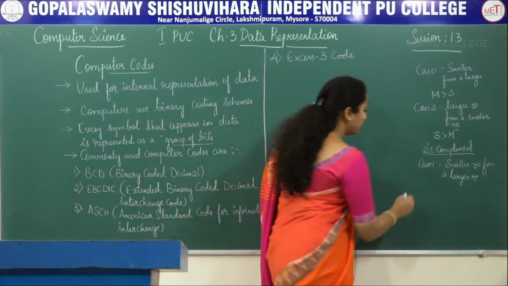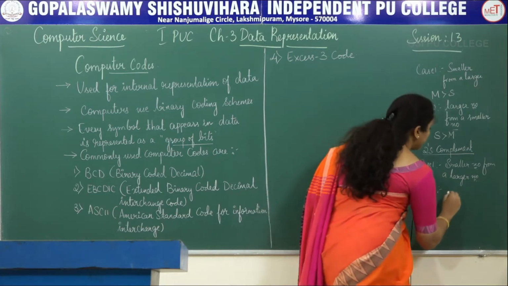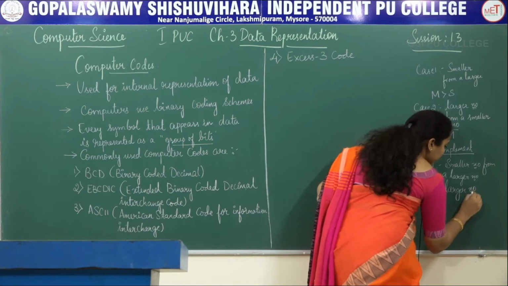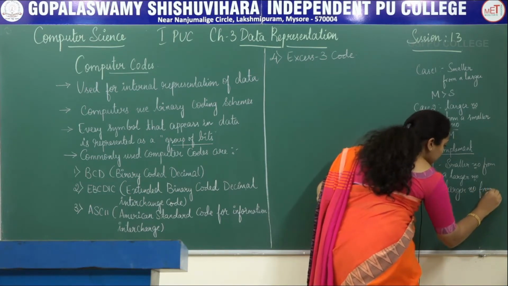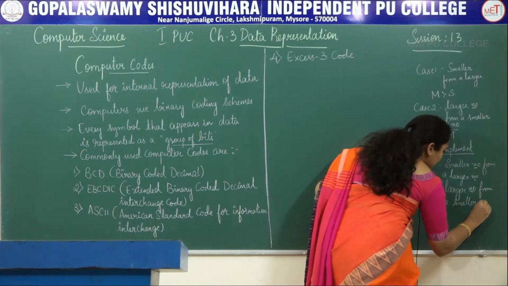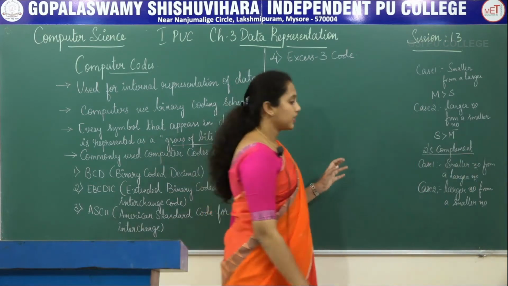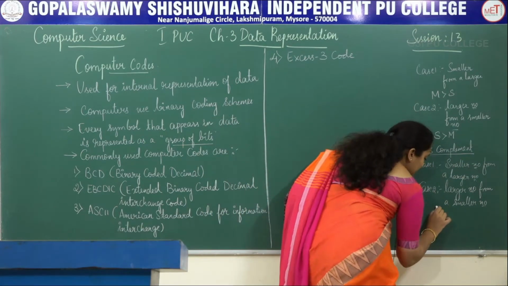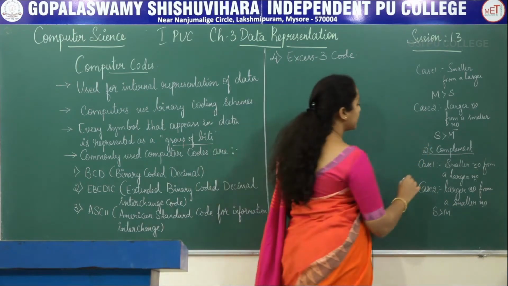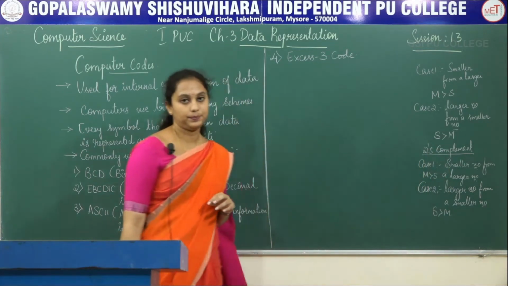In case 2, we are subtracting a larger number from a smaller number. So here the subtrahend is greater than the minuend.